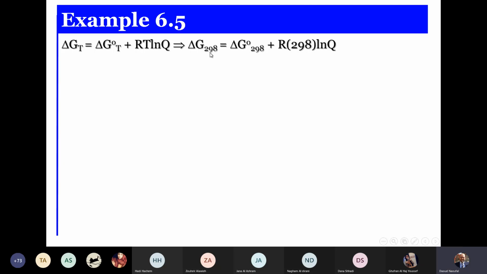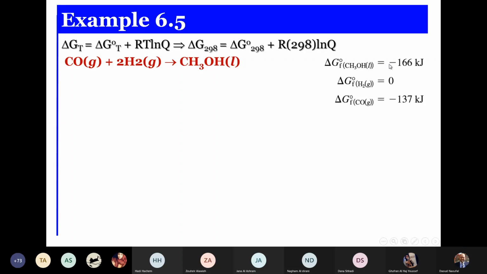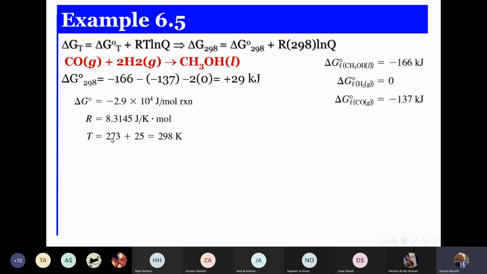To calculate delta G at 25 degrees, or 298 Kelvin, we have to calculate delta G0 at 298 and we have to calculate Q in the exercise. Apply delta G0 of the reaction equals delta G0 formation of the products minus delta G0 formation of the reactants. So it equals delta G0 formation CH3OH liquid minus delta G0 formation CO gas minus 2 delta G0 formation H2 gas, and the values are given. So we calculate delta G0 of the reaction.